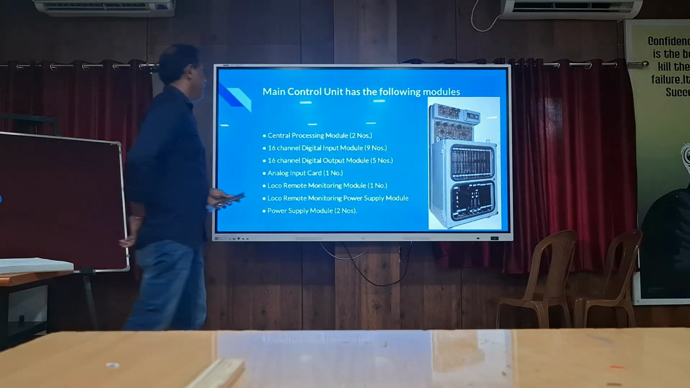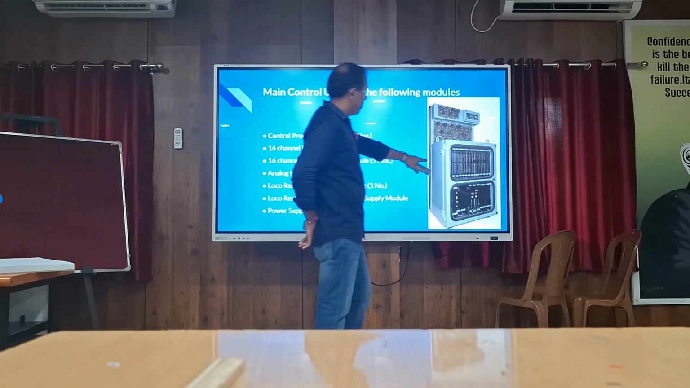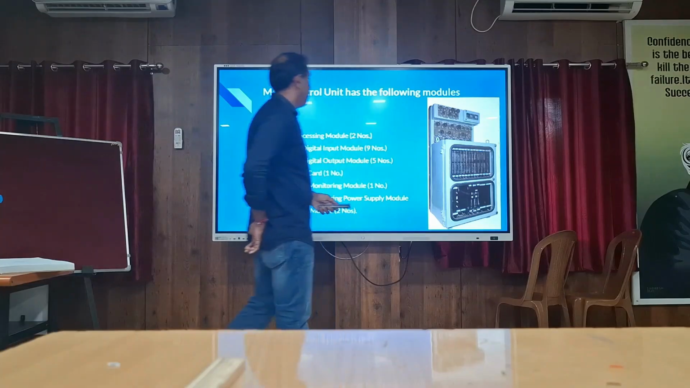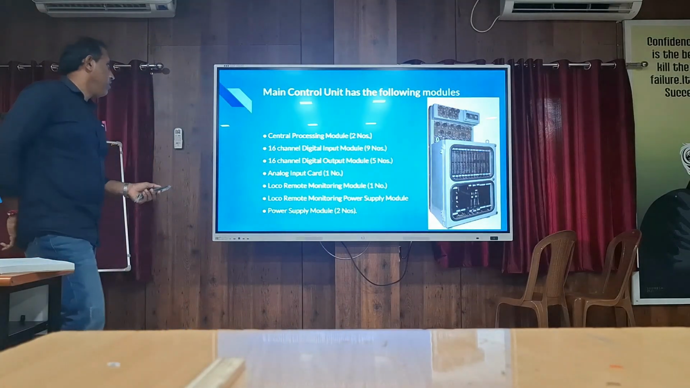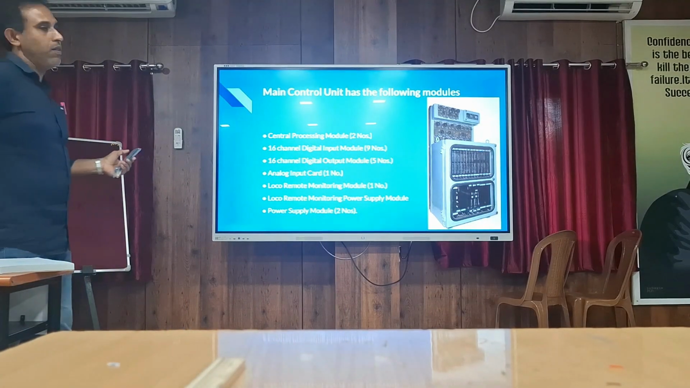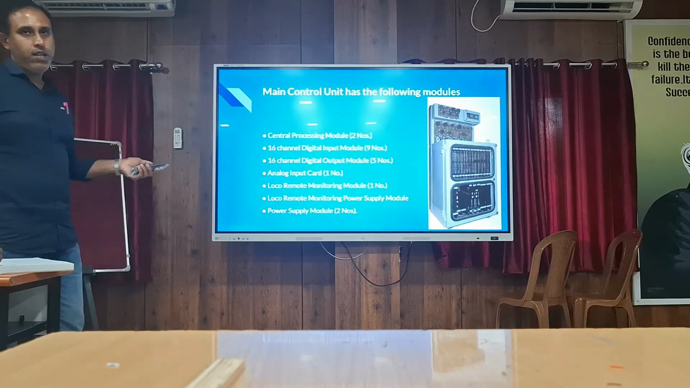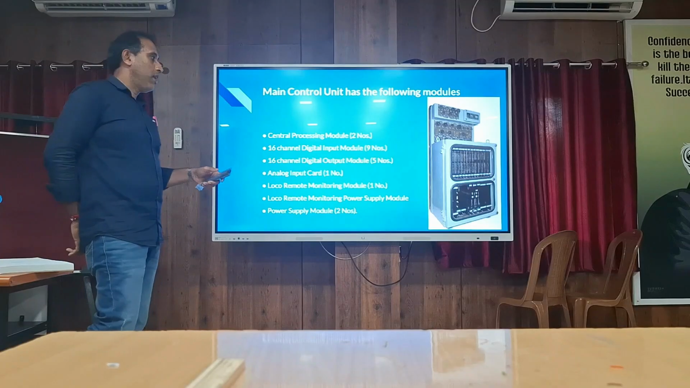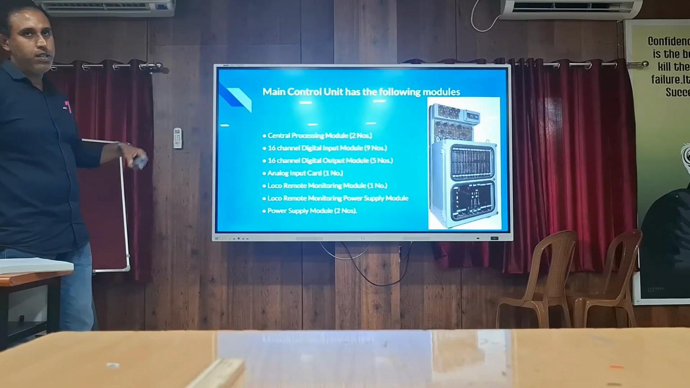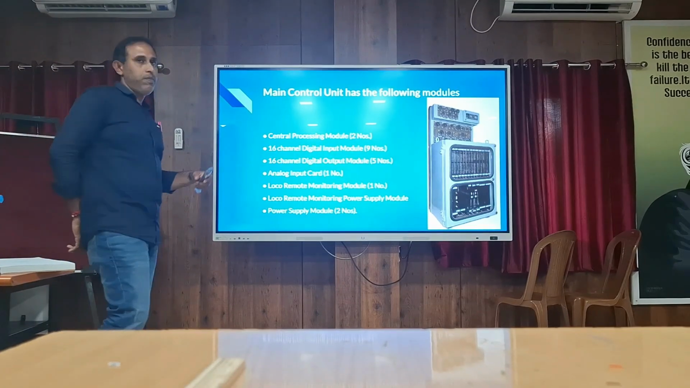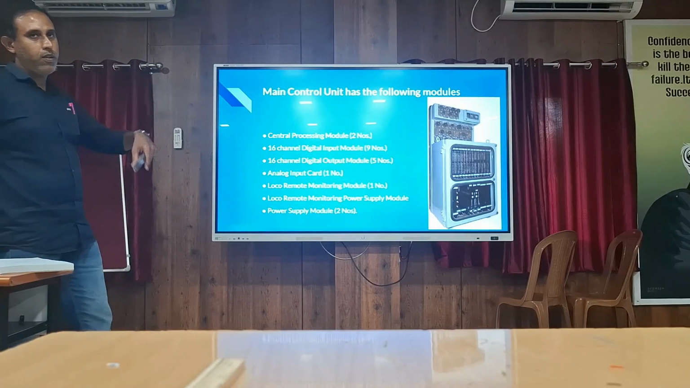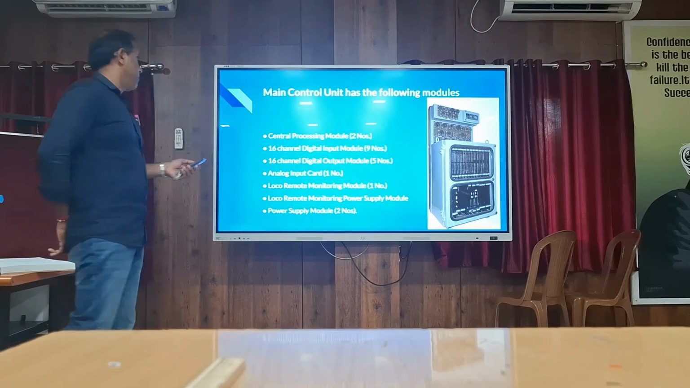Reset switch will be there. These are the input cards, output cards. So CPU cards, there will be two numbers. At a time, one card will be master and the other will be in standby mode. Whenever DJ tripping takes place, automatically this will switch over. That is, master card will go to slave mode and slave card will go to master mode.